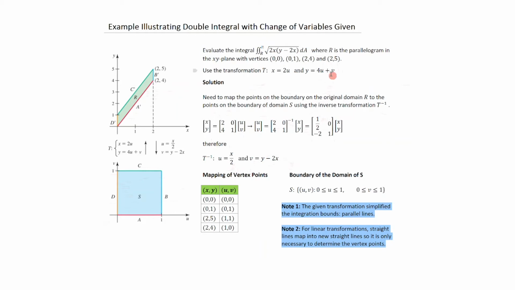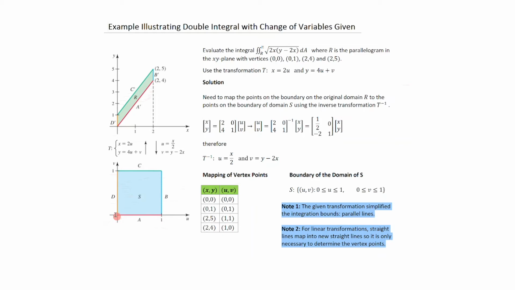If you have a transformation which is linear, then effectively all you need to do is to do the mapping of the vertex points. Vertex points being this one, this one, this one, and this one. And so that's basically what's being done here. You take x and y, which are 0 and 0, right? You plug them into here, and you basically determine what the new vertex points in the UV plane are. And you do it then for 0, 1, then you do it for 2, 5, and 2, 4.